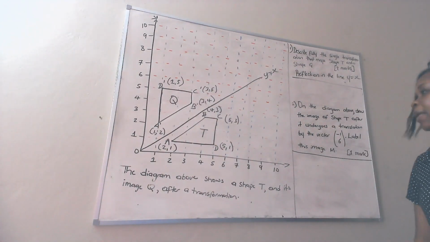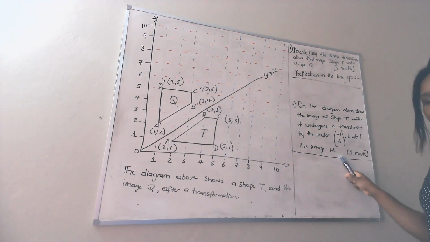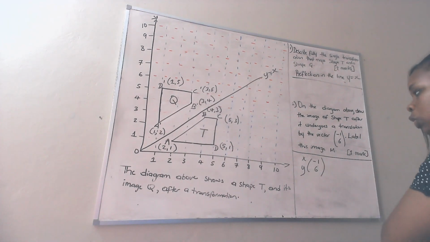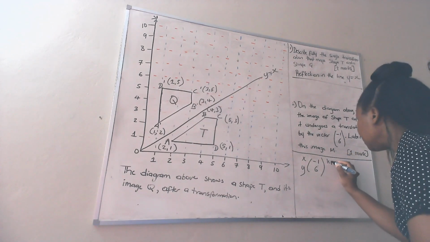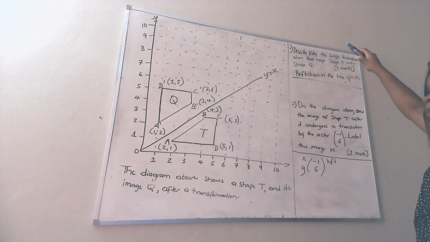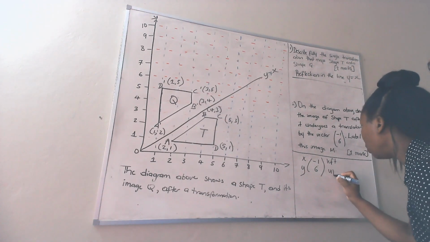As for the second part of this problem: on the diagram above, draw the image of the shape T after it undergoes a translation by the translation vector -1, 6. Label this image M. When x is positive, you go to the right. When it is negative, left. So in this case, it's left. When y is positive, you go up. When y is negative, you go down. So in this case, we're going to go up.